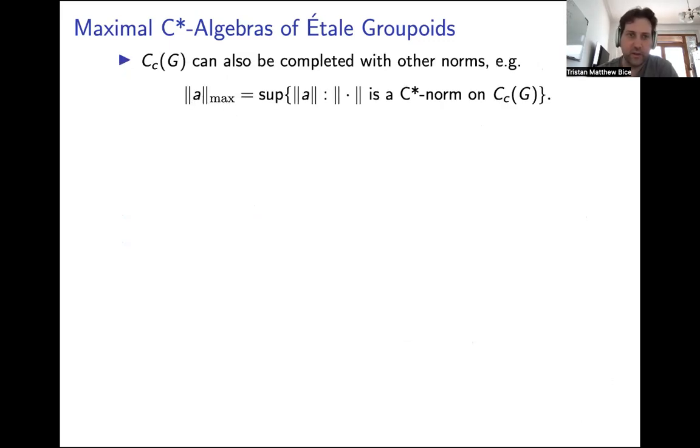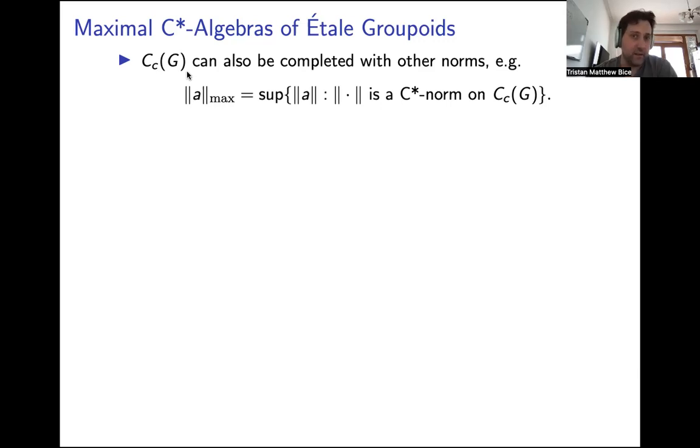Before we move on, the reduced C-star algebra is my preferred way of defining a C-star algebra from an Étale groupoid, but I would be remiss if I did not mention another very standard way of doing this, and that is to look at the maximal C-star algebra. You start off in exactly the same way, by looking at this star algebra of compactly supported continuous functions on G. But then you note that the norm that we had before is not in fact the only C-star norm you could put on this star algebra.